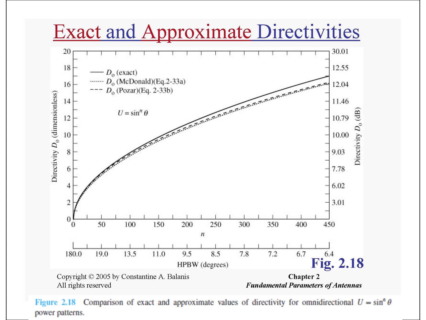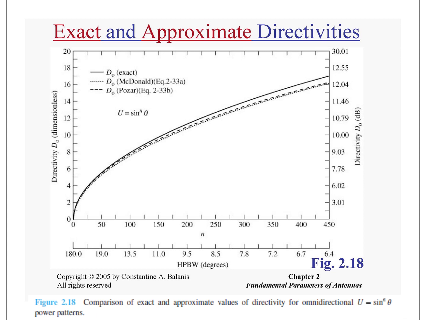We see here that the approximate methods of McDonald and Pozar give nearly similar results to the exact equation. The exact equation is the solid line. The approximate methods of McDonald and Pozar give more accurate results for lower values of n, and slight deviation for higher values of n. As the order of the sine theta increases, the deviation between the exact and the approximate methods slightly increases.